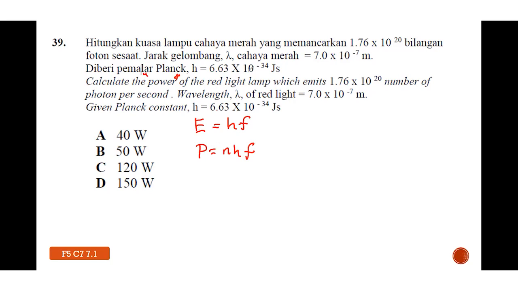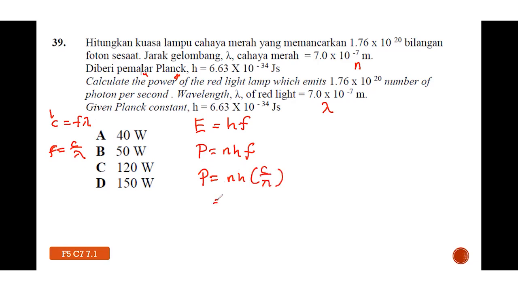Okay, given the question, you have the number of photons right here. They give you the wavelength and the Planck constant. My equation does not have wavelength, but we have another formula that relates frequency and wavelength, which is C equals F lambda. You can always change the equation slightly because the speed of light is always constant. Hence, you will have F equals C over lambda. So my final formula is NHC over lambda.